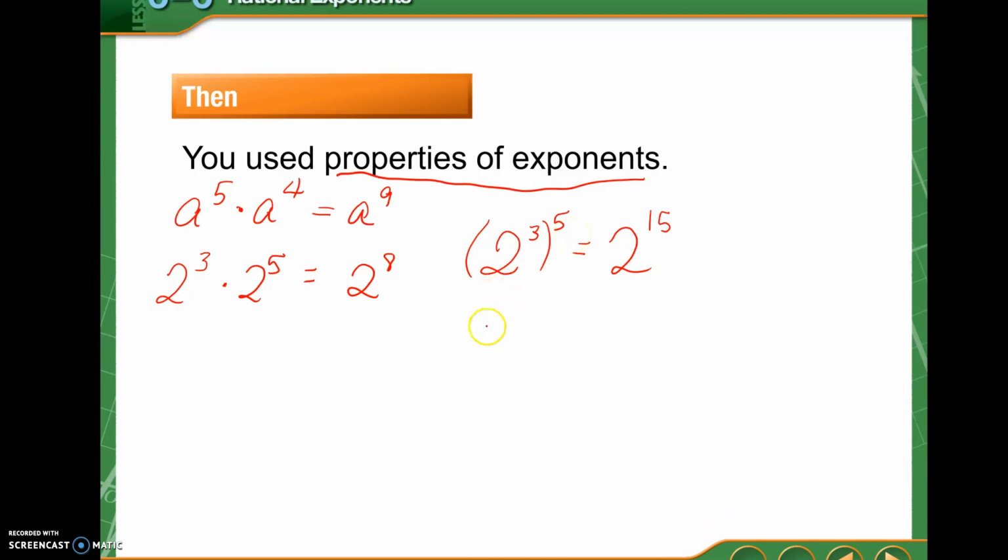Same with variables, same rule. If I had v to the 6th to the third, so v to the 6th power cubed, that would equal v to the 18th. So remember that rule.